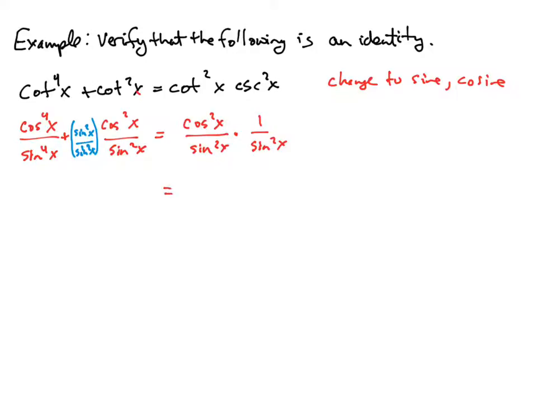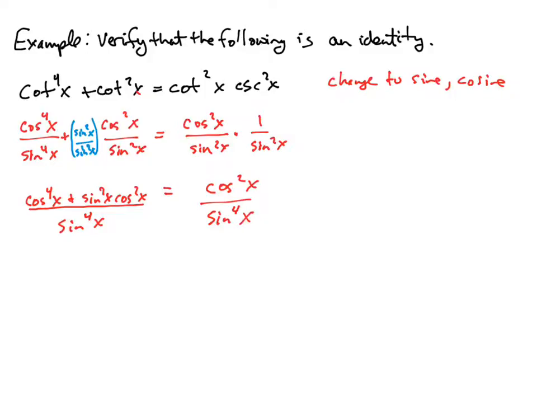So on the left hand side we're going to get a common denominator of sine to the fourth, and then in the numerator we'll have cosine to the fourth x plus sine squared x cosine squared x. On the right hand side, just going to clean this up a little. We'll write this as cosine squared x over sine to the fourth.